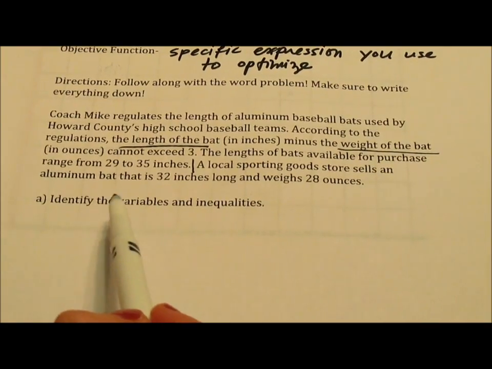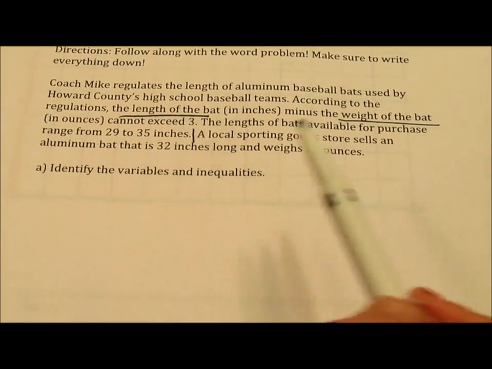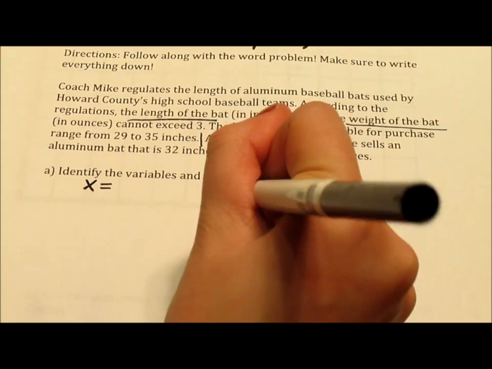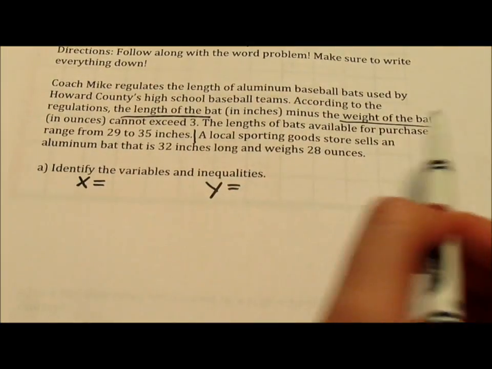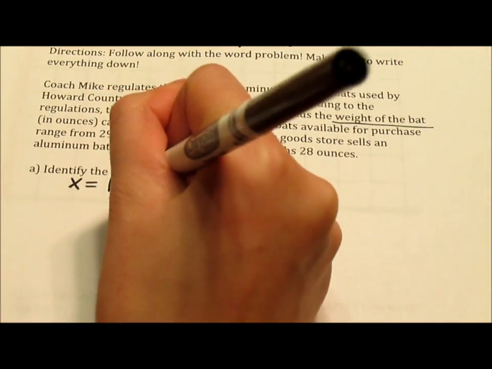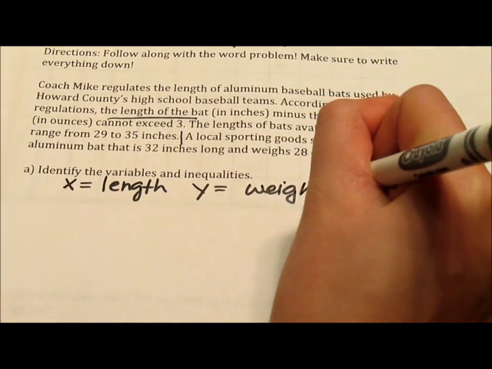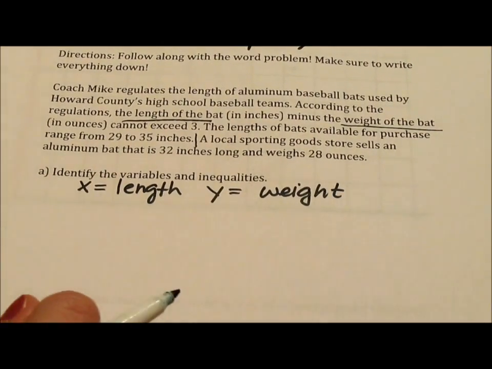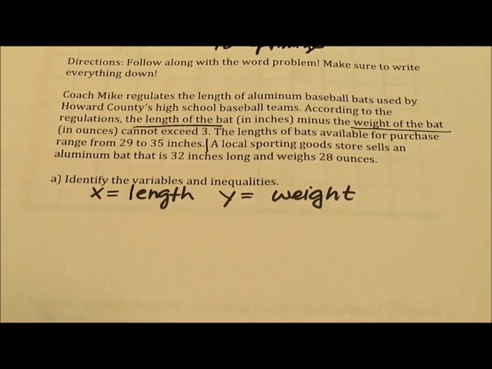So first, let's identify the variables and the inequalities. There are 2 variables like we've been working with, and there are 2 inequalities. So what are we talking about? We're talking about the length of the bat and the weight of the bat. So that's going to be my x and that's going to be my y. Those are my 2 variables. So x is length, y is weight. And we'll be labeling those on our axes when we graph the feasible region.